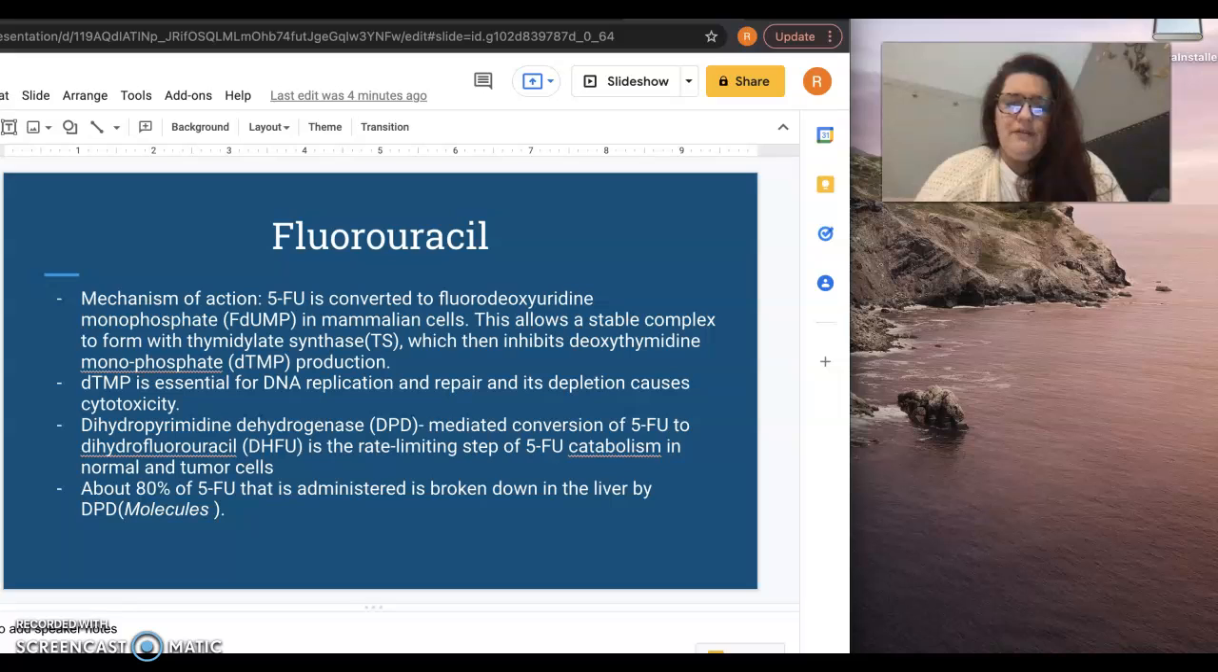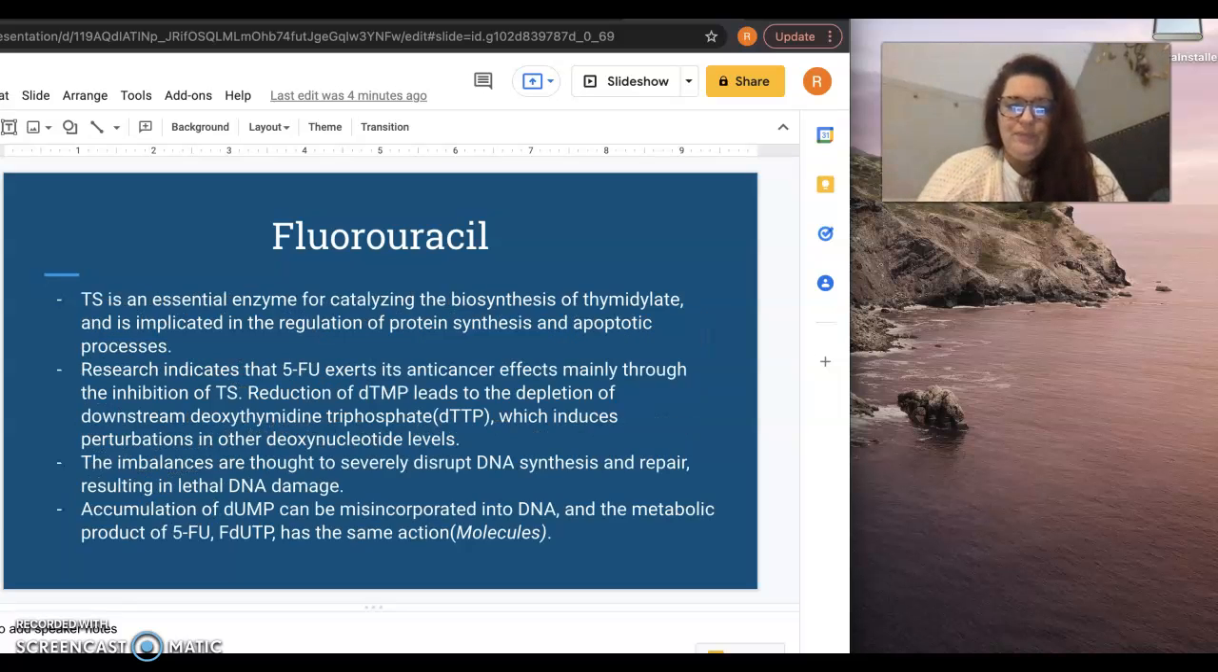DPD-mediated conversion of 5-FU to dihydrofluorouracil is the rate-limiting step of 5-FU catabolism in normal and tumor cells, and about 80% of 5-FU that is administered is broken down in the liver by DPD. TS is an essential enzyme for catalyzing the biosynthesis of thymidylate and is implicated in the regulation of protein synthesis and apoptotic processes, which is cell death.